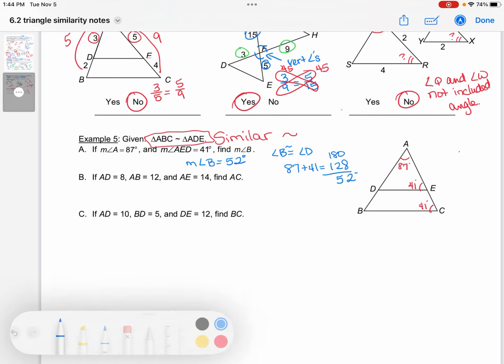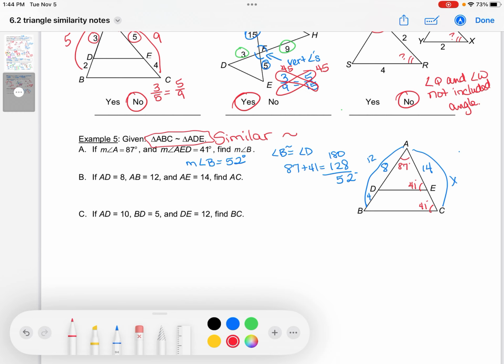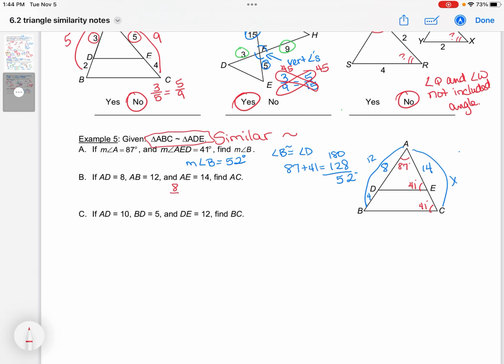Okay. Then the next problem is, I'll use blue, I guess. If A to D is 8 and A to B is 12, so this one's 4. A to E is 14. We're going to look for A to C, the whole thing. So 8 over 12 equals 14 over x.